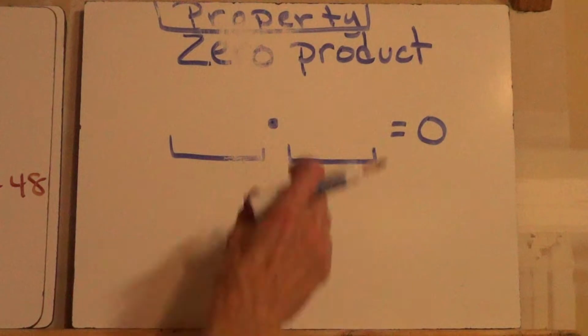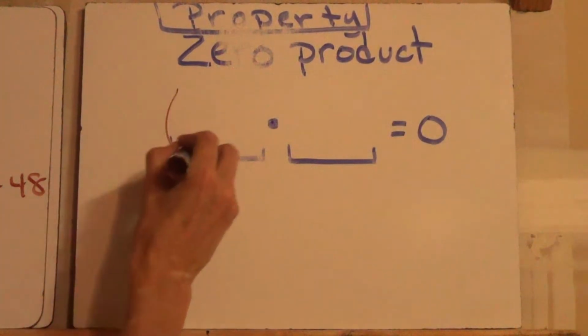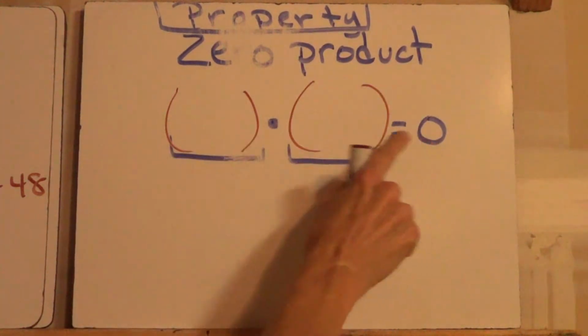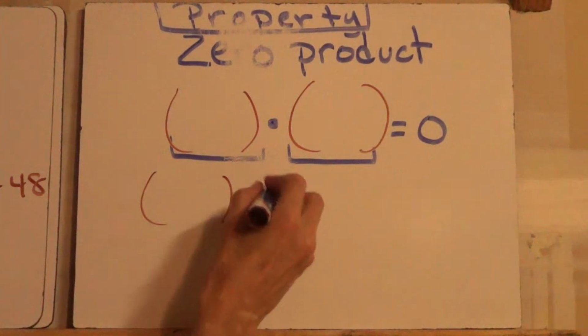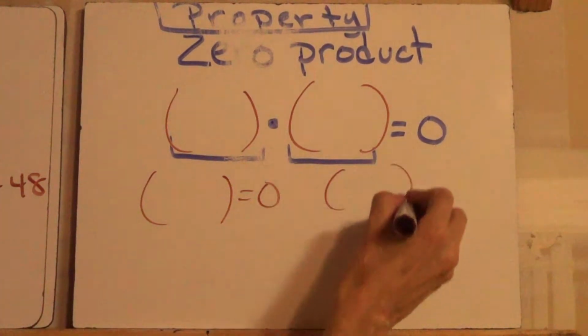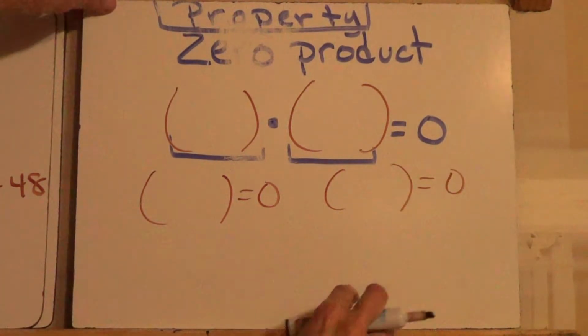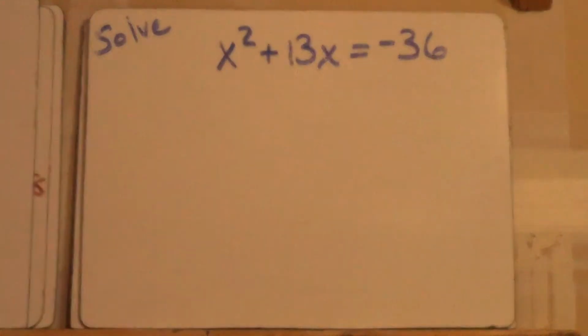The only way to do this is to have a 0 in one of these slots. So anytime you're multiplying two numbers and they're equal to 0, it will occur when this one's equal to 0 or when this one's equal to 0. One of them has to be 0 for that to occur. Now that comes into play as we solve this.